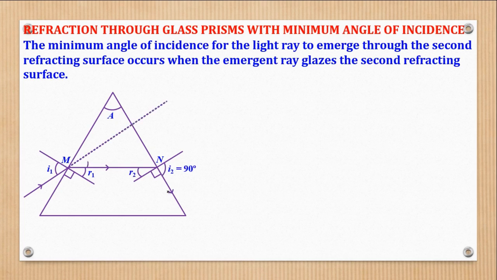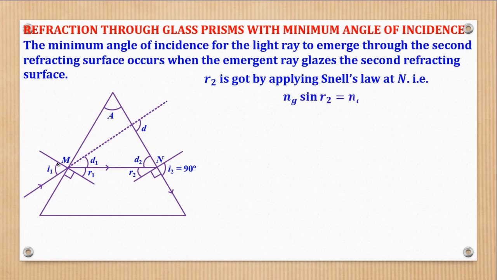So I think you realize that here it glazes this surface, meaning this I2 is equal to 90 degrees. So when this is 90 degrees, that is when this angle of I is minimum. So R1 is got by applying Snell's law at N. So when I apply Snell's law at N, I'll come up with that. Simplify.